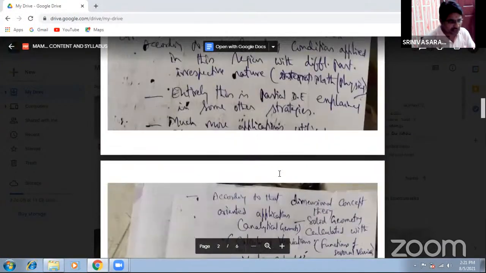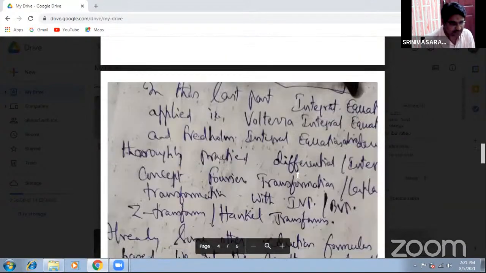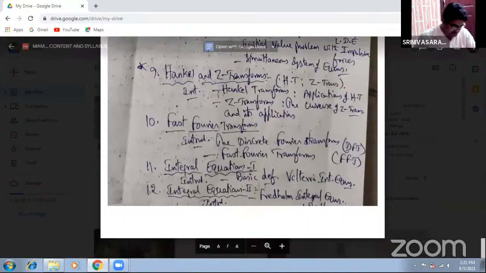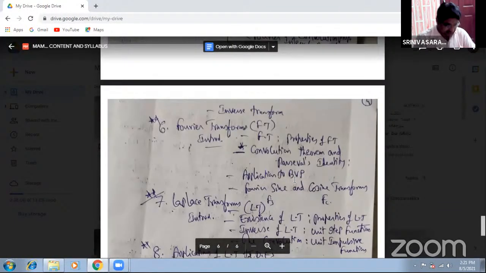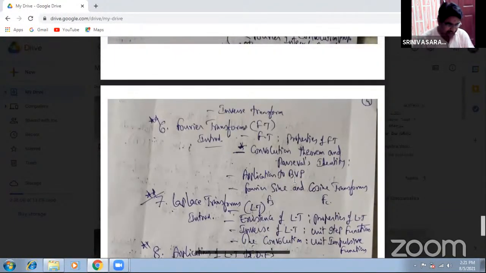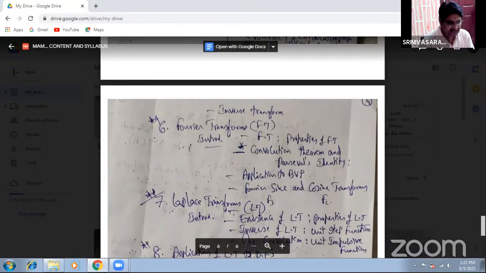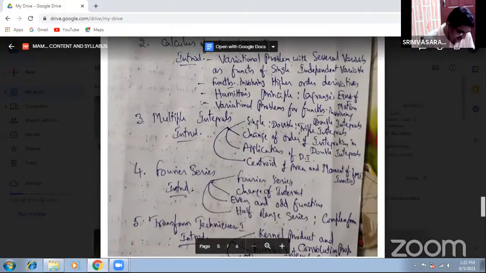Now this is the concept of the syllabus. Here the total number of units is 18. From the beginning, the multiple integral part is there. And before that, the 13th unit is also here, tensor calculus. Yes, sorry to say, tensor calculus.